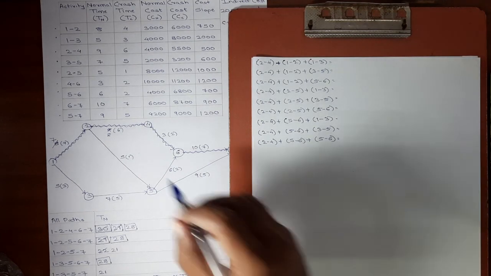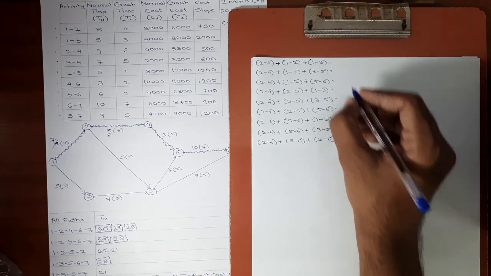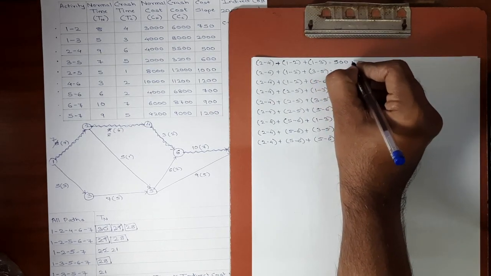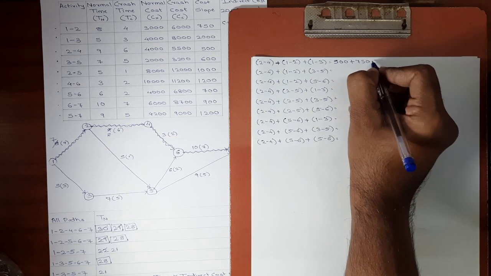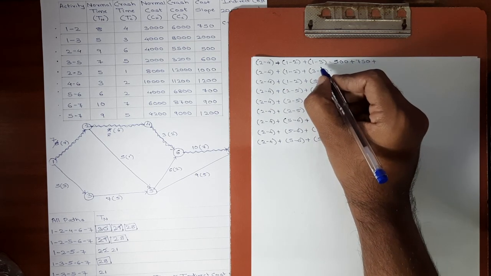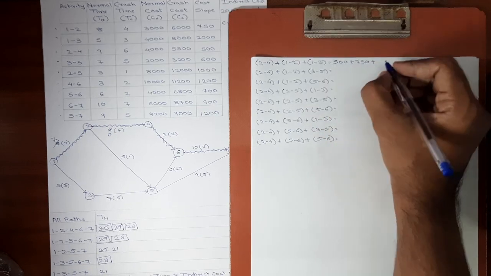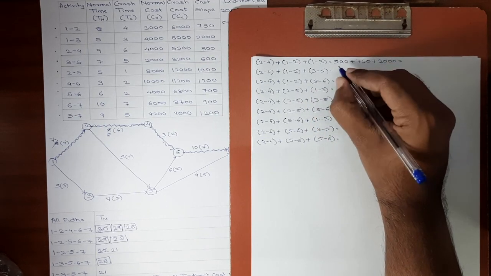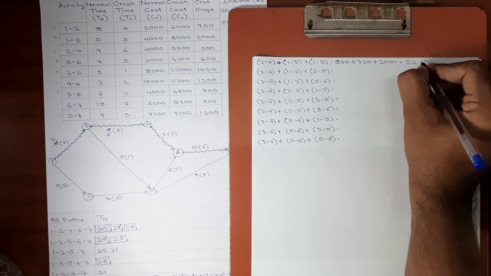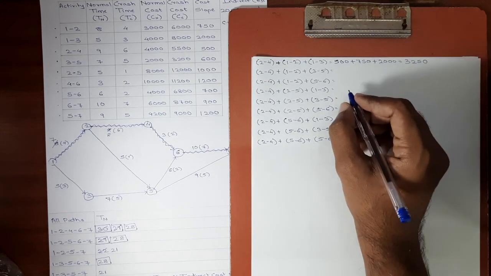Cost slope of activity 2 4 is 500. So now we'll write 500 plus cost slope of activity 1 2 is 750. 500 plus 750. For activity 1 3 it is 2000. So 2000 plus 750 plus 500, we get the combined cost slope as 3250.